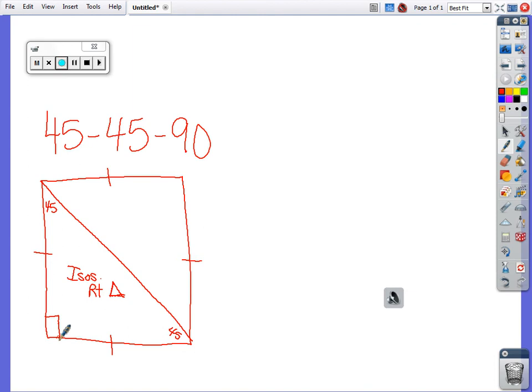We know that when we look at the 45, 45, 90, the legs are x, and the hypotenuse is x square roots of 2. So as I look at it, this would be my leg, and this would be my leg. And always across from the 90 degrees is your hypotenuse.